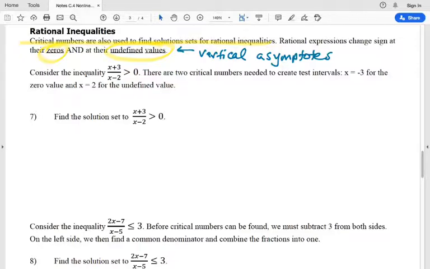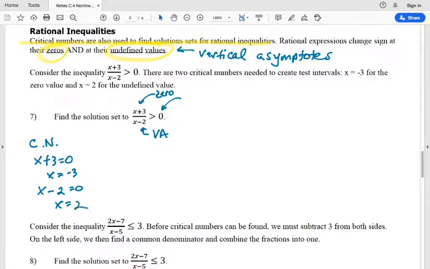Okay, so when you've got an inequality that looks something like this, again, you want one side to be equal to 0. What would give you a 0 would be that top part, and then the bottom part is going to give you your vertical asymptote. So you want to get your critical numbers. You're going to see what makes that top equal to 0, which in this case is x equals -3, and what makes the bottom equal to 0, which would be x equals 2.